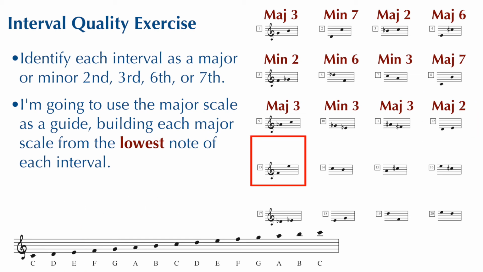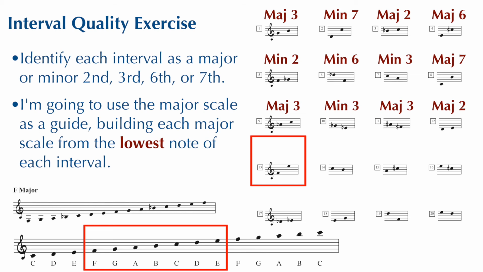Number 13, we have F to E. That's going to be a seventh. Then we construct an F major scale. F, G, A, B flat, C, D, E. And there we have it. F to E is a major seventh.